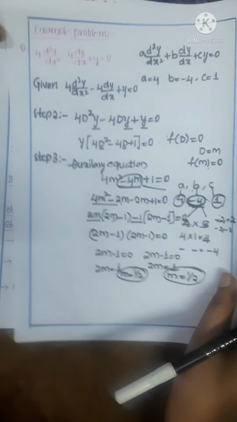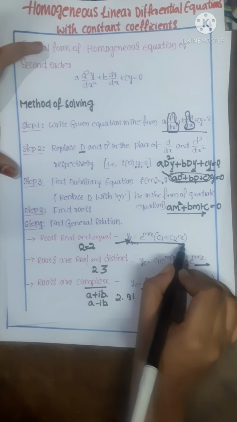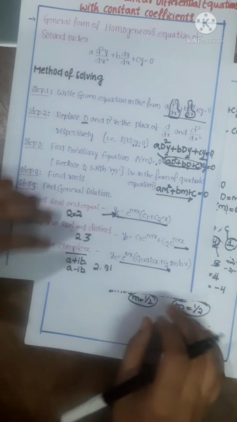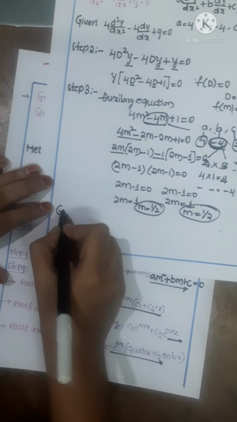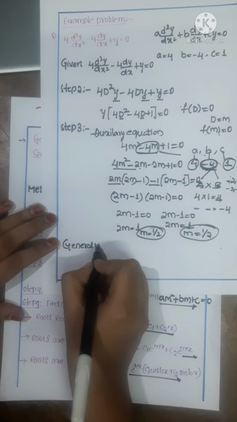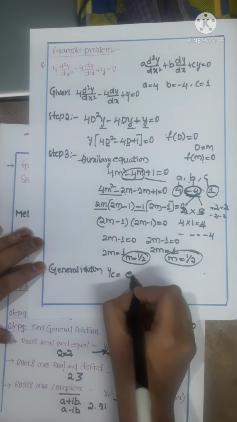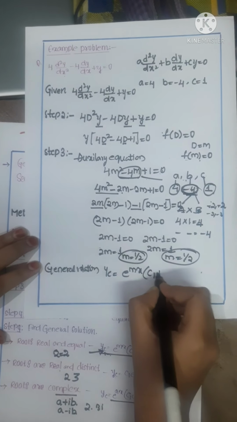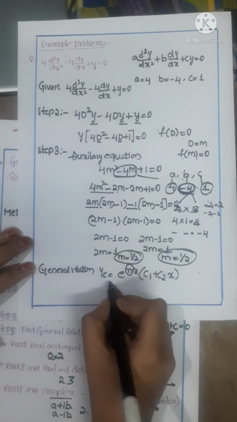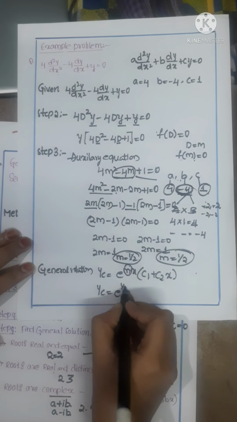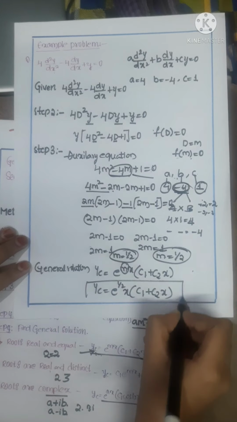So as previously we saw, when the roots are real and equal, we have to use this formula to find the general solution. So what is our general solution now? We find it by using this formula: yc is equal to e power mx into c1 plus c2 into x. We have to substitute the root 1 by 2 in this form. So yc is equal to e power 1 by 2 x into c1 plus c2 x. This is our required general solution.